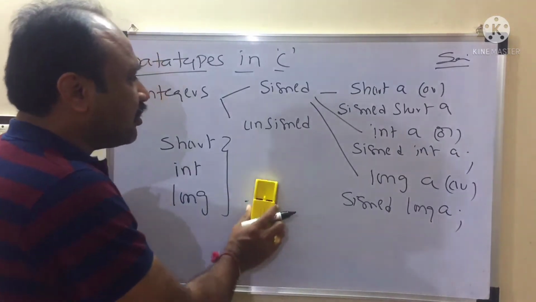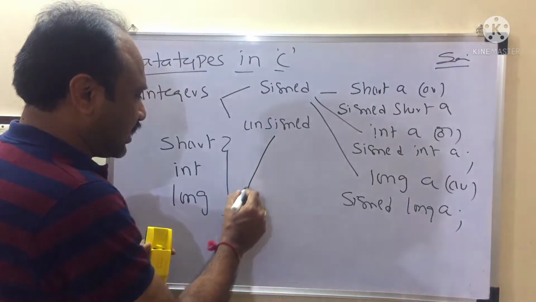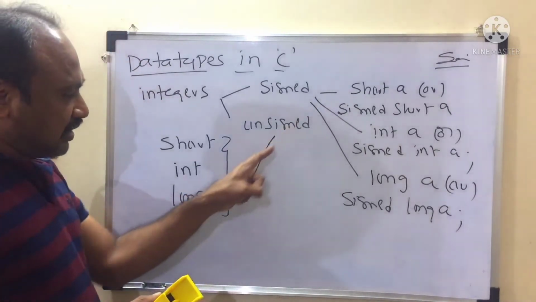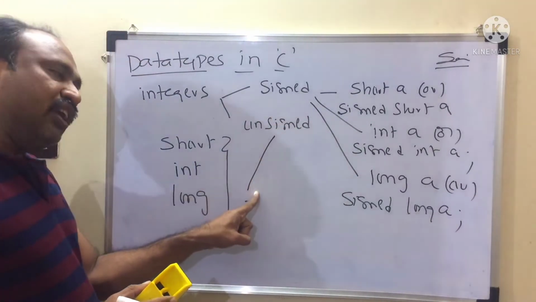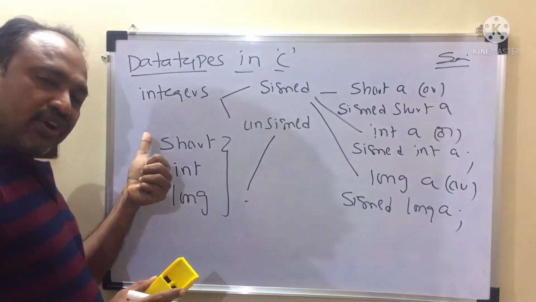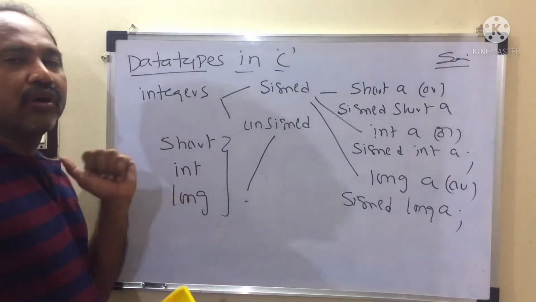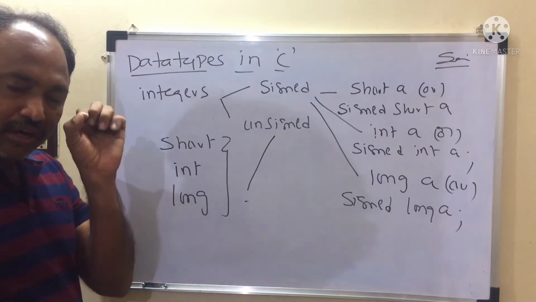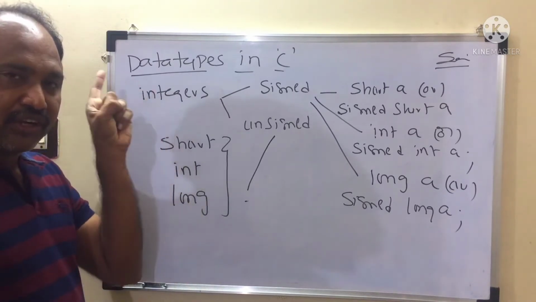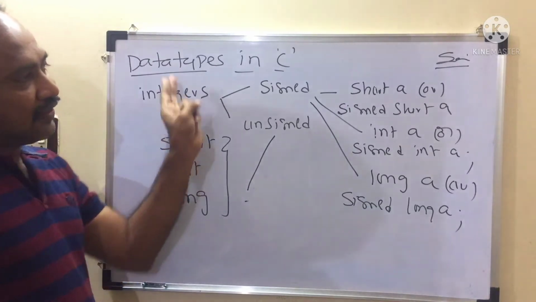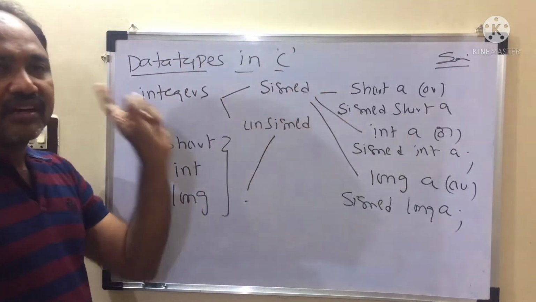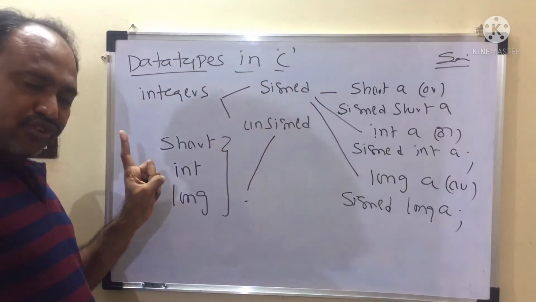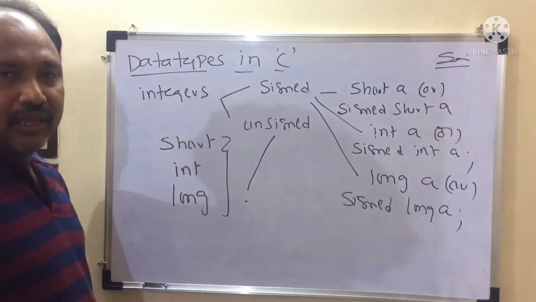Second category, what? Unsigned integers. To work with unsigned integers also, we have to use short, int, long only. If you are going to work with integer type data, either they are in the signed category or the unsigned category, we should use short, int, long only.